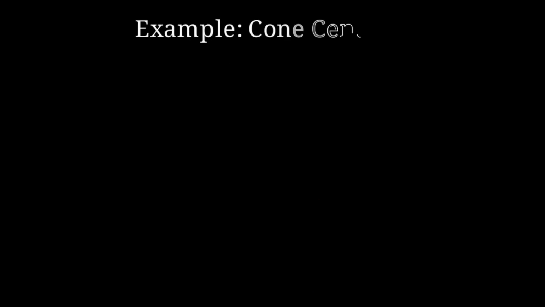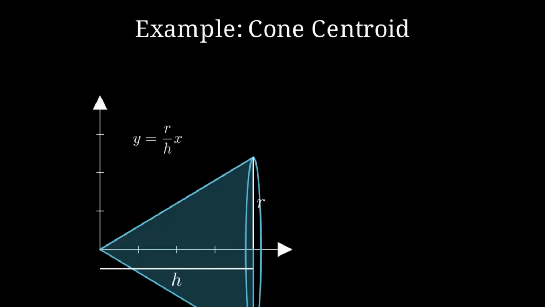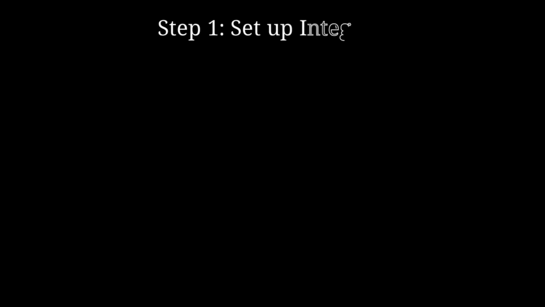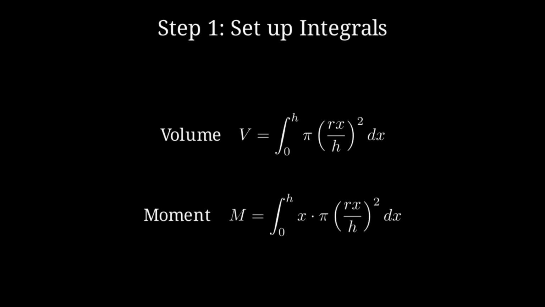Let's apply this to a practical example, a cone. We can generate a cone by rotating a straight line, y equals r over h times x, around the x-axis from 0 to the height, h. First, we set up our two integrals. The volume integral uses the square of our function, while the moment integral includes an extra factor of x. Both are evaluated from the vertex at 0 to the base at h.